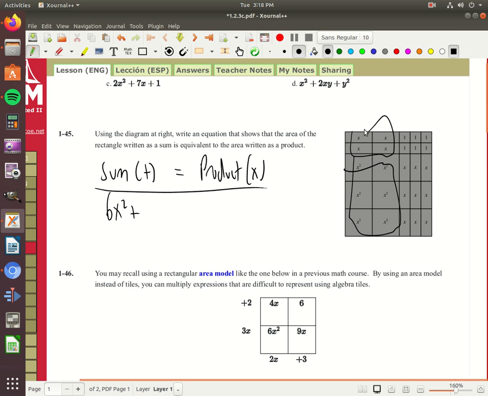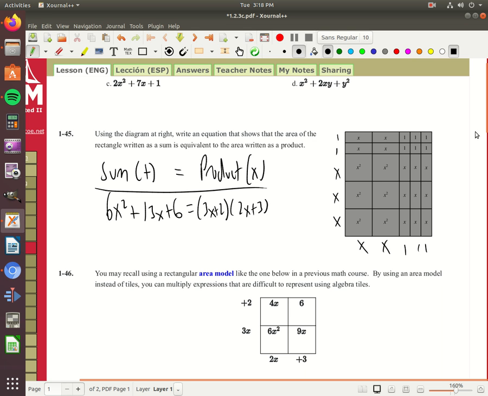plus 4x's plus 9 more x's, so that's a grand total of 13 x's plus 6, and that will be equal to the side times the side. So let's go ahead and figure out what the sides are. Here we're going to say 1, 1, x, x, x, so we'll call that 3x plus 2. And here we will say it is x, x, 1, 2, 3. So we'll say that is 2x plus 3.